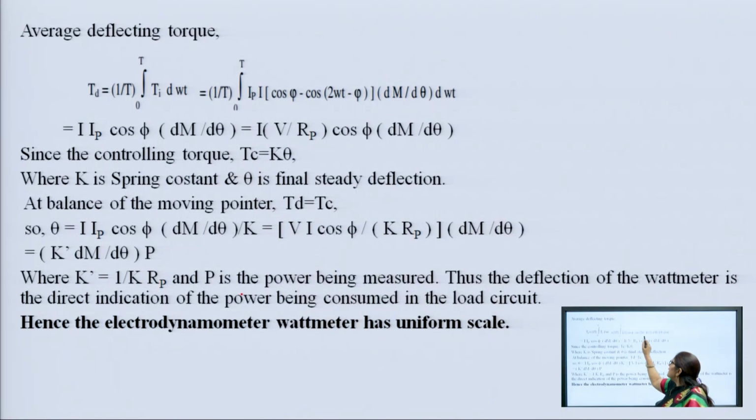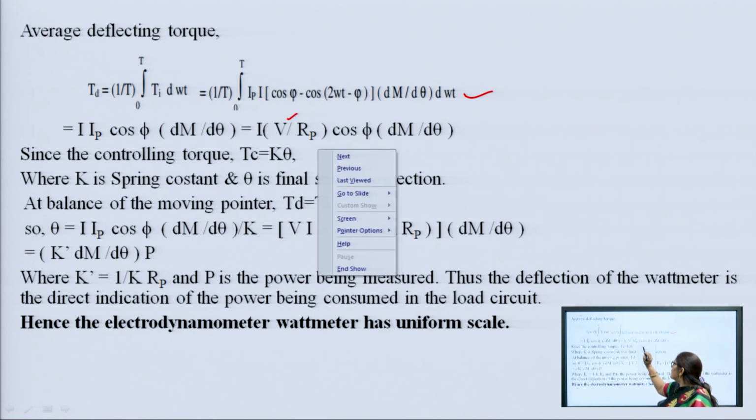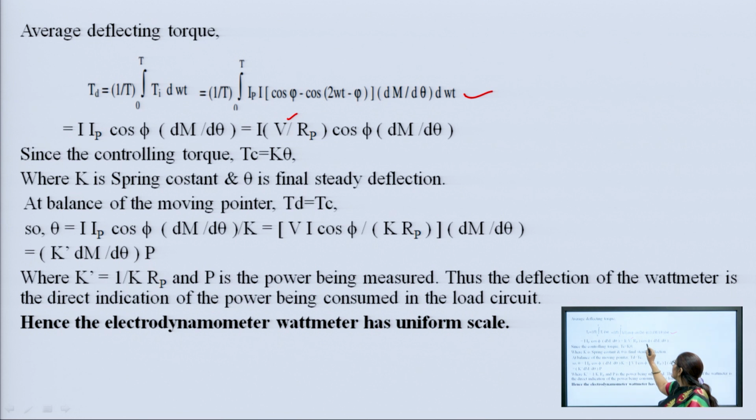So, it is 1 by T, and when we integrate it and substitute the limits 0 to pi, we are integrating. If we substitute the value, then we will get I Ip cos phi dm by dt. So, Ip is equal to V by Rp, Rp is constant, and cos phi, so it is I V cos phi, and other quantities are constant.